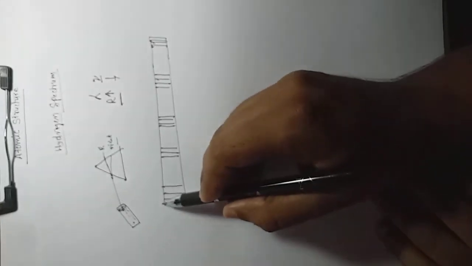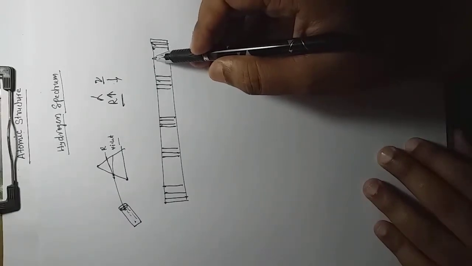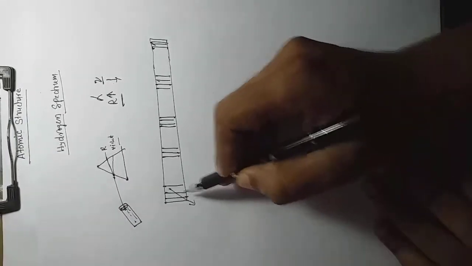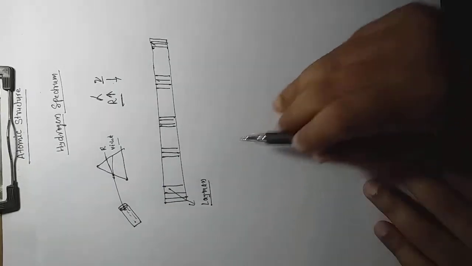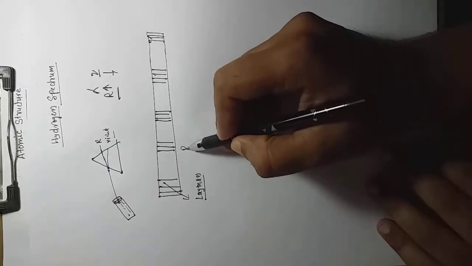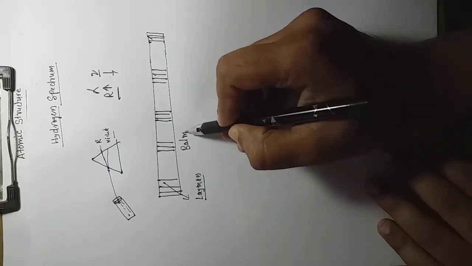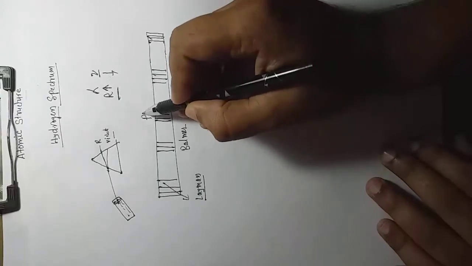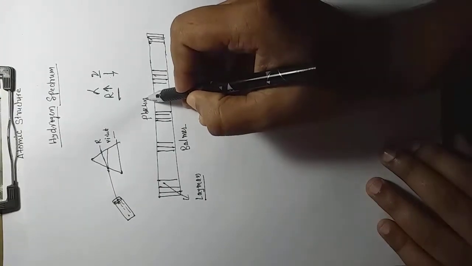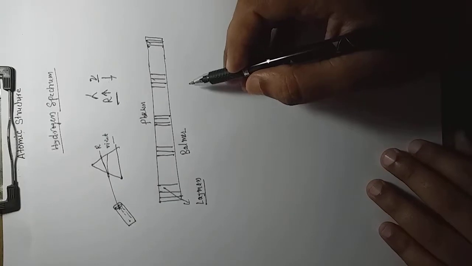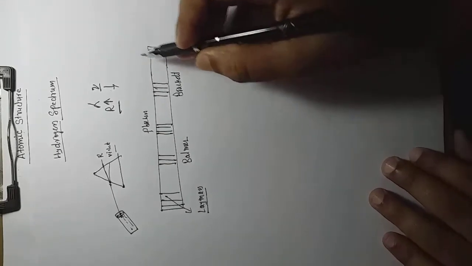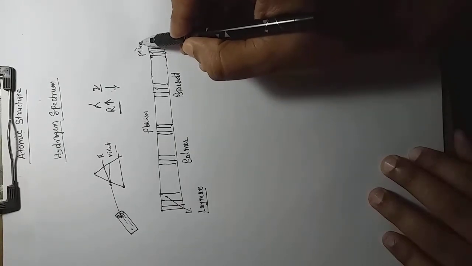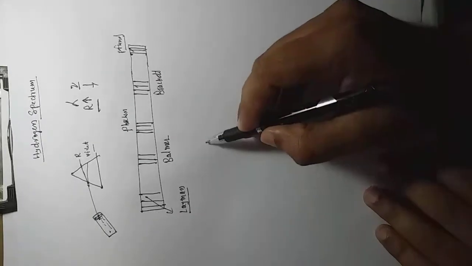So this wavelength is increasing in order, and we are considering the first one is called the Lyman series, what we taught in the chapter. Then the second is called the Balmer series, and then the third is the Paschen series. Then Brackett, then the Pfund series, right?